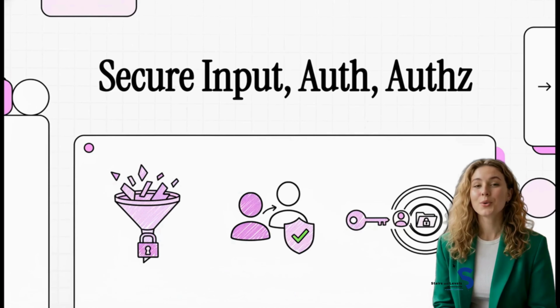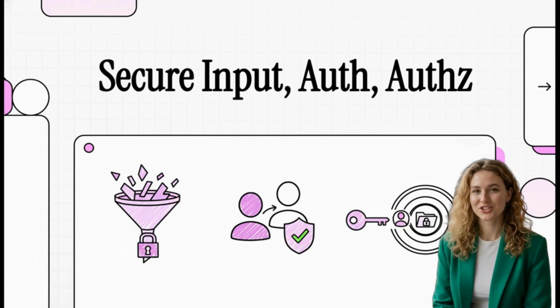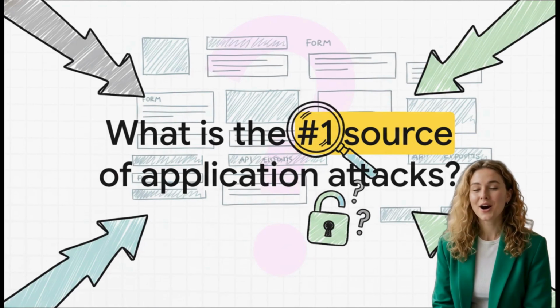Hey everyone, if you're building software, then you're also the person building its walls and defenses. The question is, where do you even start? Well, today we're going to break down the three big ones: how you handle input, how you authenticate users, and how you authorize what they can do. Let's dive in.